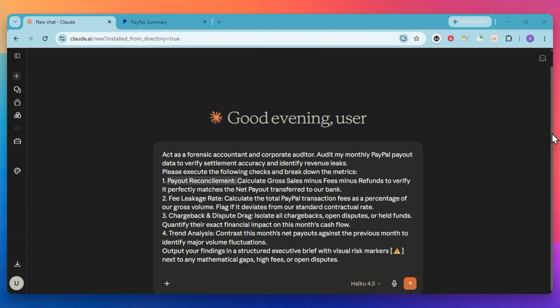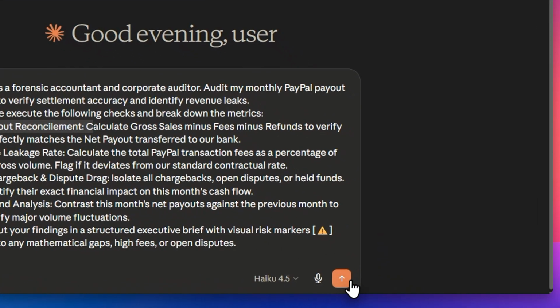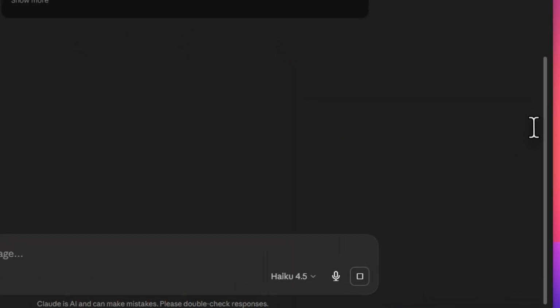The third step isolates chargebacks and disputes to quantify their exact impact on your cash flow. Finally, the tool performs a trend analysis against your previous month to spot any major fluctuations in volume.